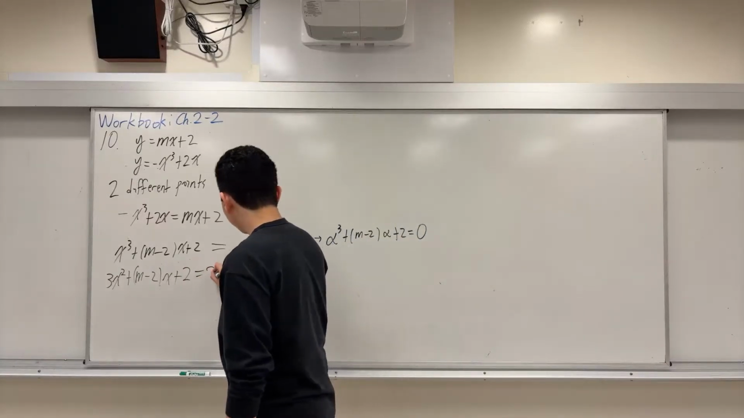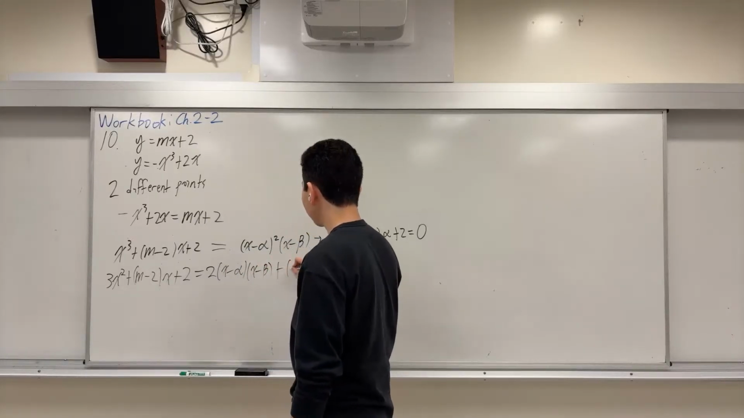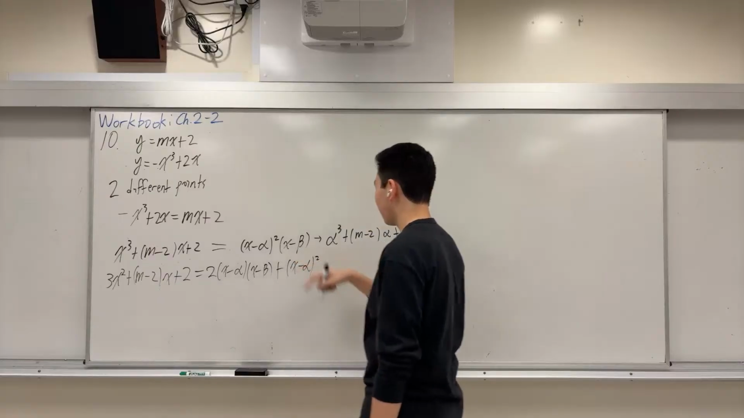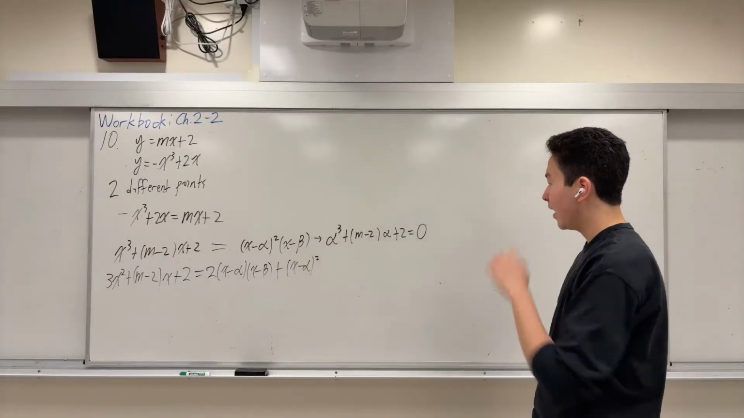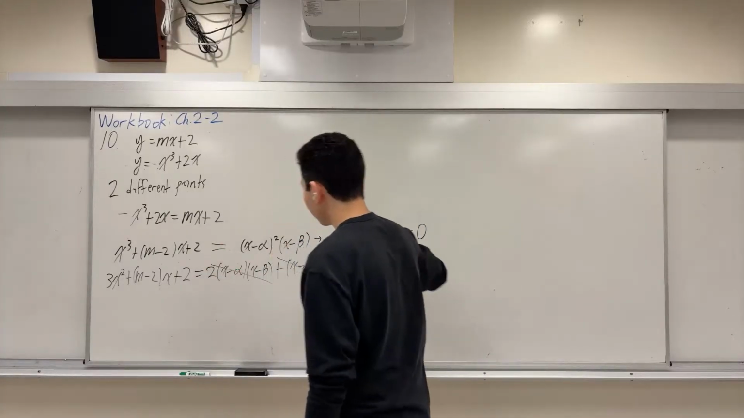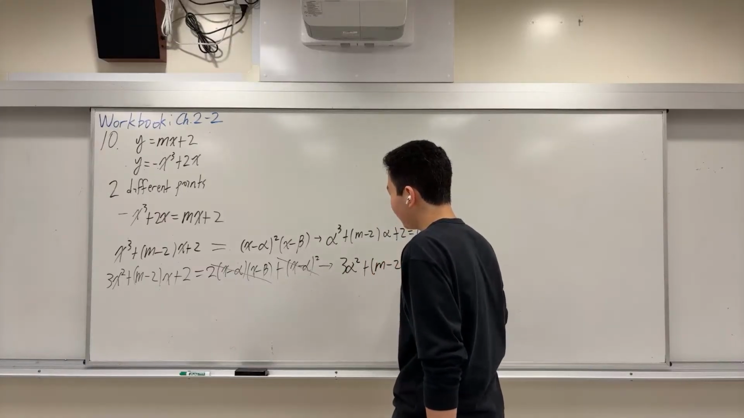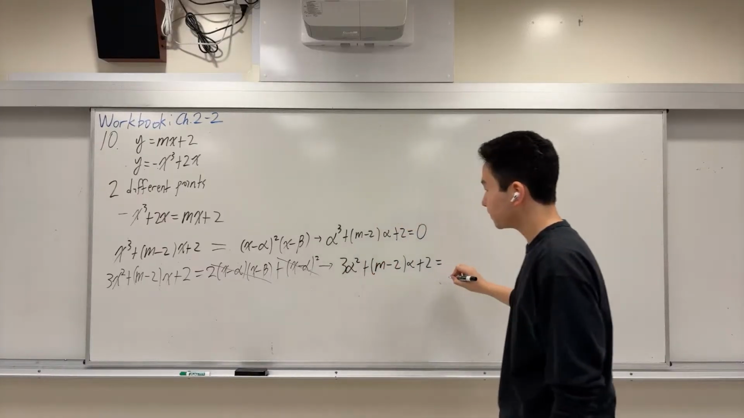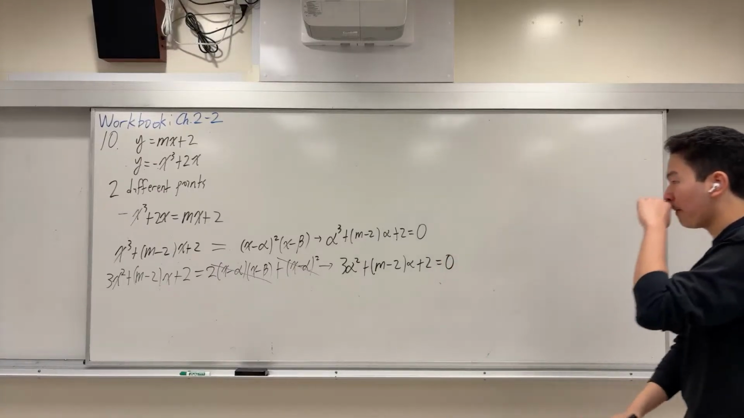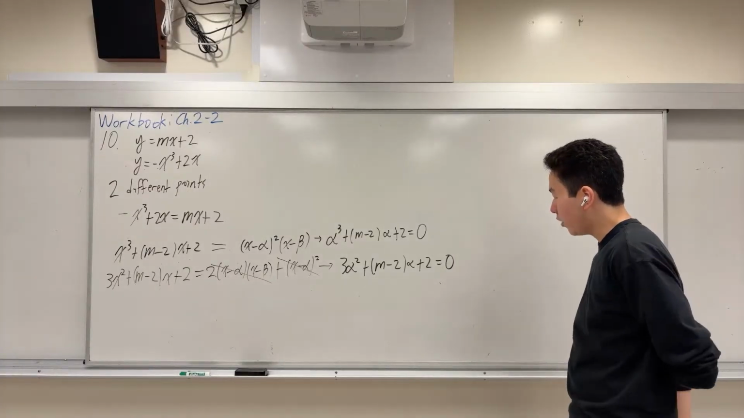Equals, let's use the product rule, 2 times (x minus alpha) times (x minus beta), plus (x minus alpha) squared, and the derivative of (x minus beta) is just 1. And then we plug in x equals alpha again. That means that this will go to 0, and this will also go to 0. So 3 alpha squared plus (m minus 2) alpha plus 2 equals 0. Okay, so we got that going for us. What we can do here is now try to solve this system of equations.